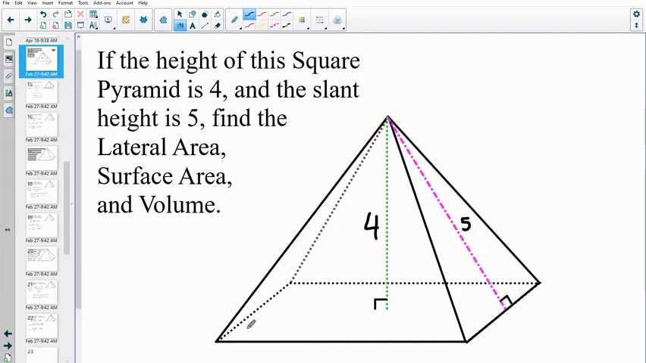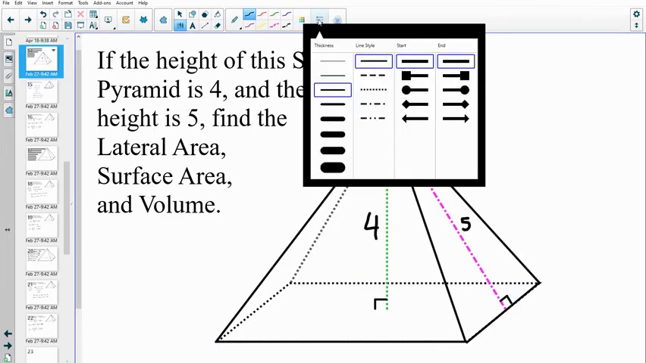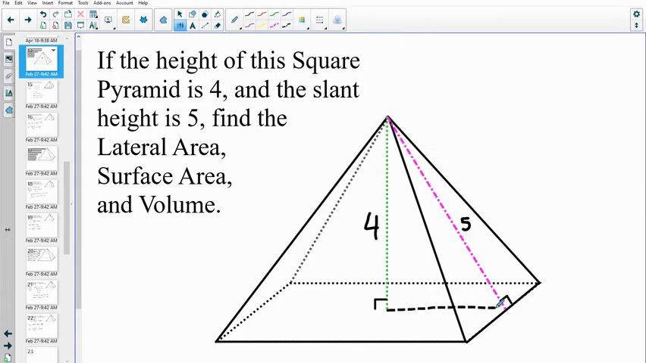I need to know how long these sides are. So here's where the Pythagorean theorem comes into play. I know the height is 4 and the slant height is 5. And so that means this length right here is the third side of this triangle. Remember, the height is perpendicular to the base, so this is a right triangle. I'm going to put an X there. I'm going to switch what my pen looks like so I can put an X that's not a dotted line.